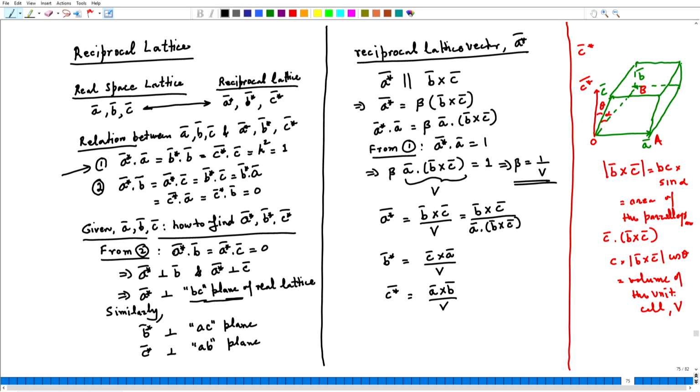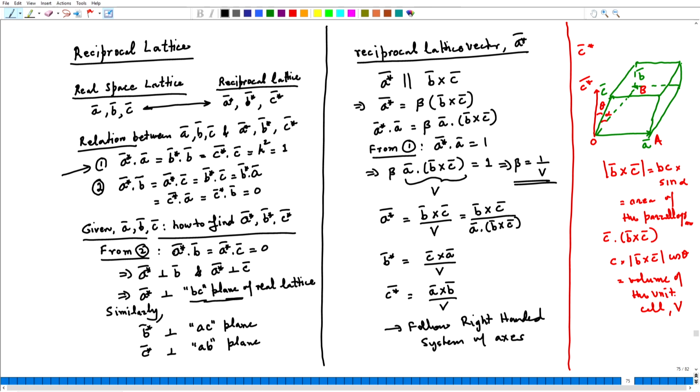One thing to note about this is that we have to be very careful in writing the cross product. We cannot, for example, instead of A cross B, write it as B cross A. We have to follow a right-handed system of axes. Otherwise, the vectors will flip. A cross B vector will point in one direction, B cross A will point in the opposite direction.